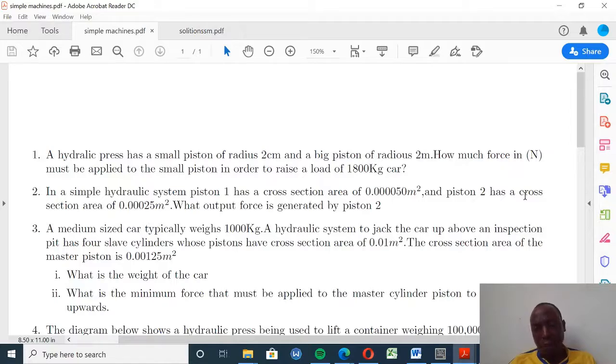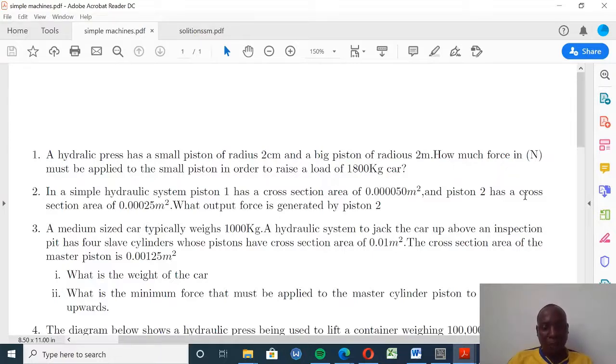Now the second question is telling us that in a simple hydraulic system, piston 1 has a cross-section area of 0.000050 meters squared and piston 2 has a cross-section area of 0.00025 meters squared. What output force is generated by piston 2?